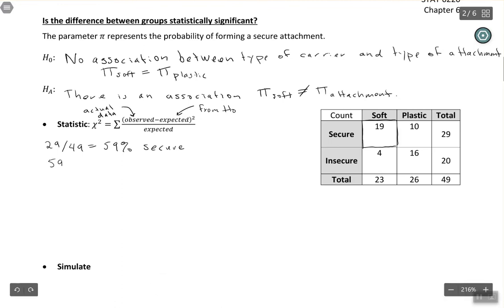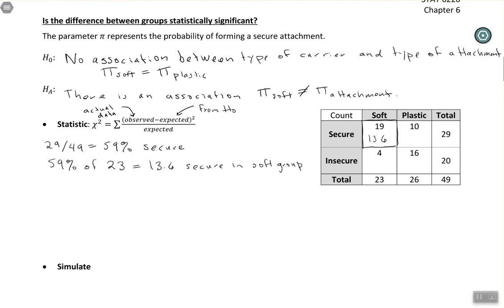So if we did 59% of 23, right, so multiplying this fraction times 23, we would get 13.6 secure in the soft group. So I'm going to put that here. And it feels a little bit strange to have a decimal when you're talking about a number of babies. But when we say expected, we really mean what do we expect on average. So we do usually keep the decimal places there.